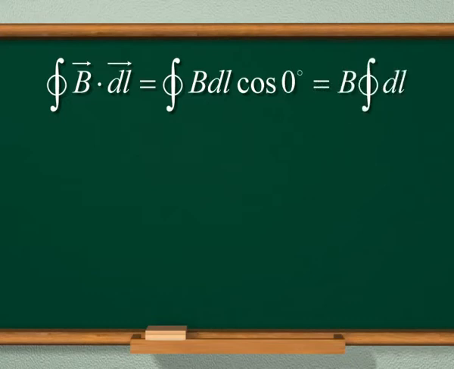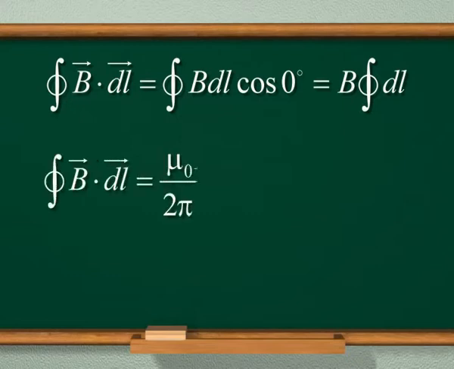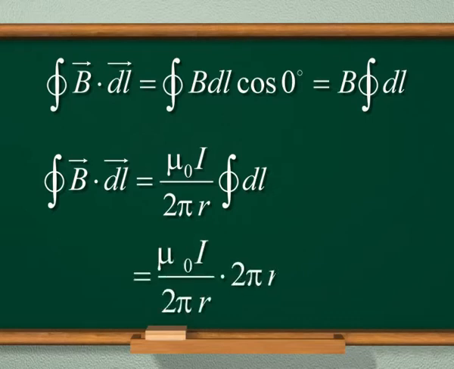The line integral of B is the integration of B dl cos 0 degree, or B times the integration of dl over the closed loop. On substituting the value of B, that is B equal to mu naught I upon 2 pi r, the line integral of B becomes equal to mu naught I upon 2 pi r into 2 pi r, that is mu naught times I.